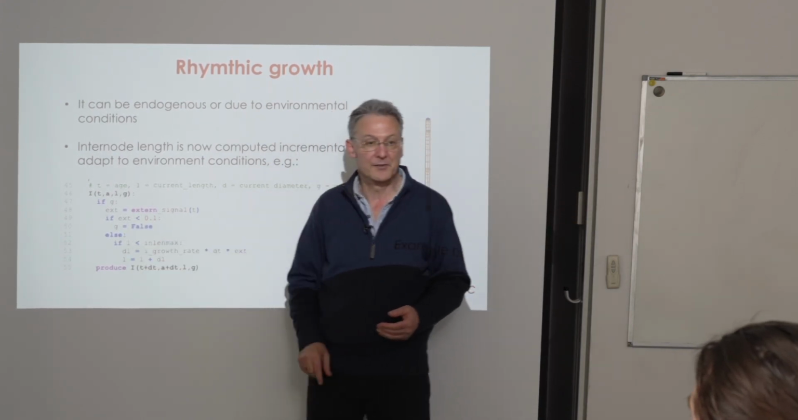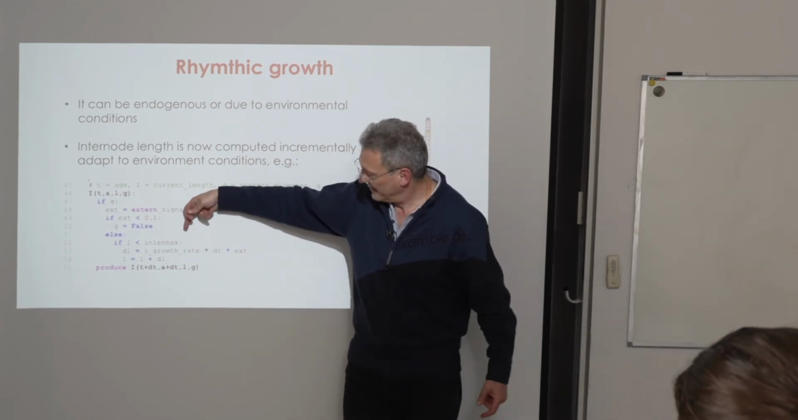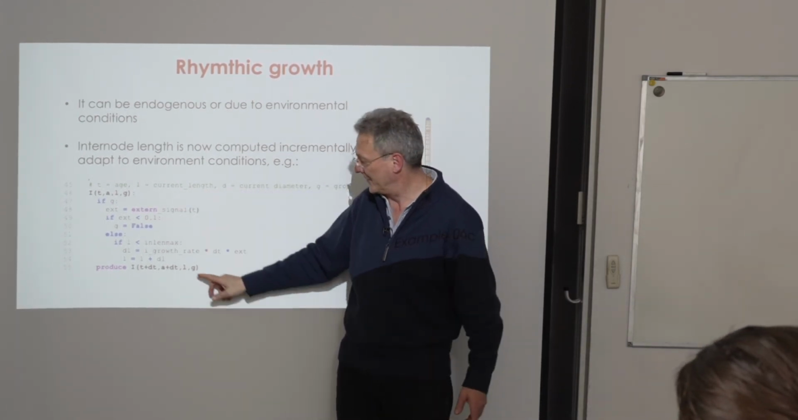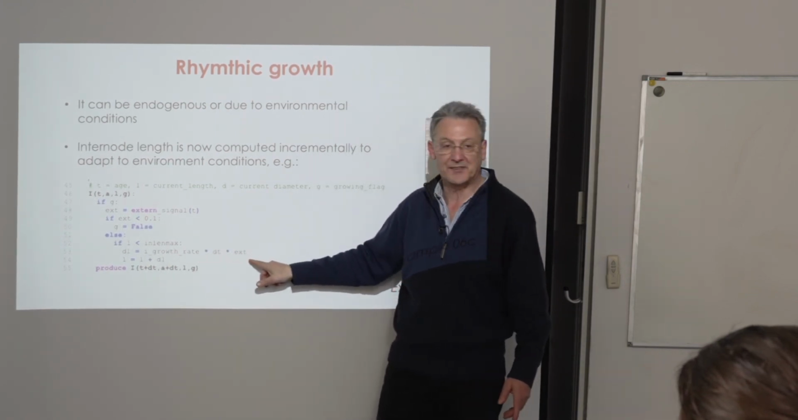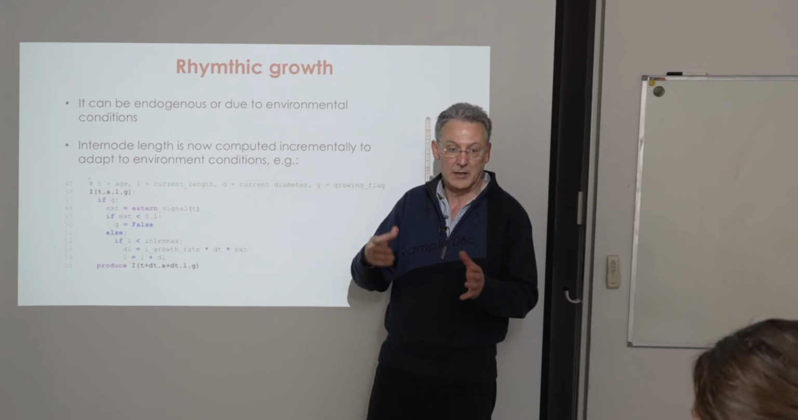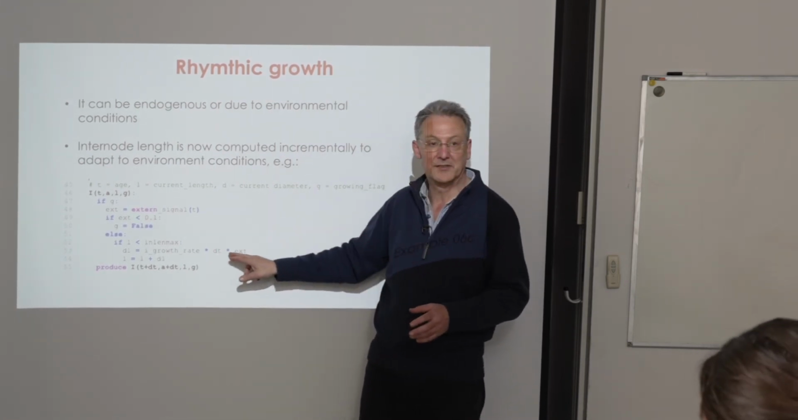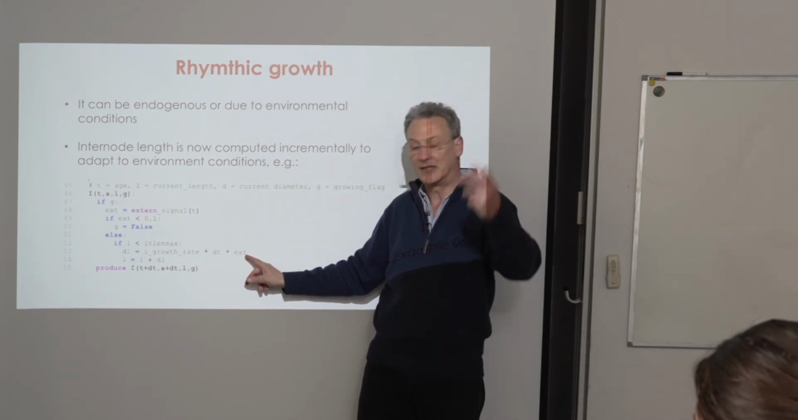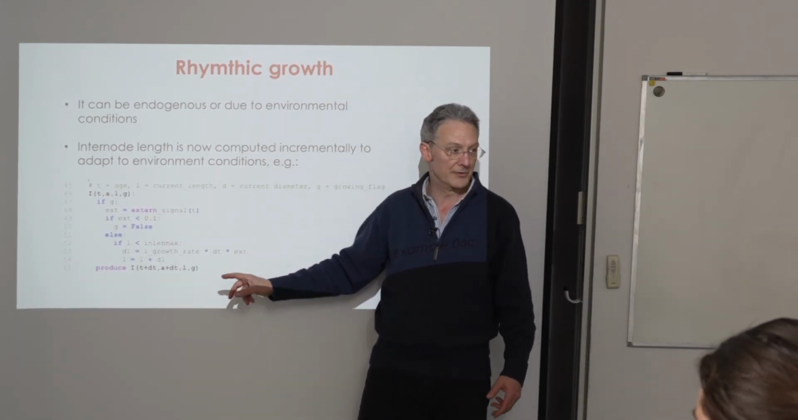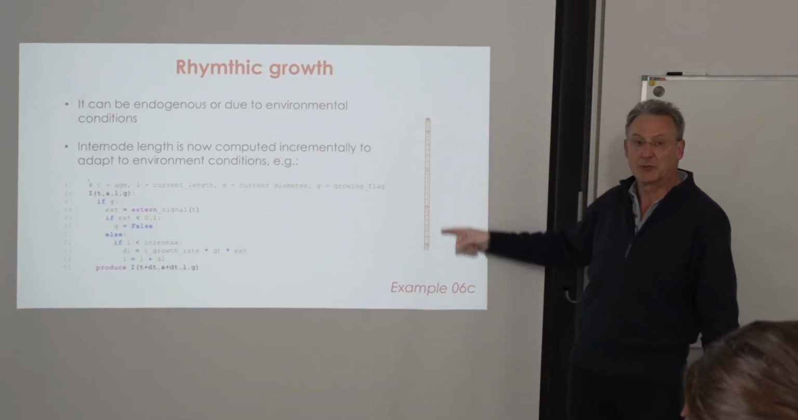And otherwise, if the external signal is still allowing me to grow, and my length is not already the final length of an internode, I will compute the next step of my length by adding a bit of length according to what I feel as an external signal. So if the external signal is high, I will grow fast. If the external signal is low, I will grow slowly. And this results in this type of rhythmic growth.